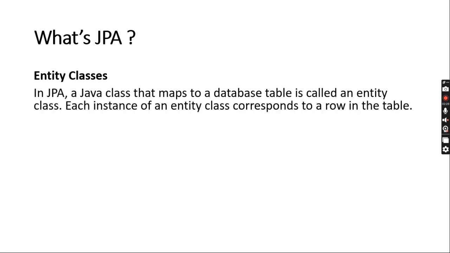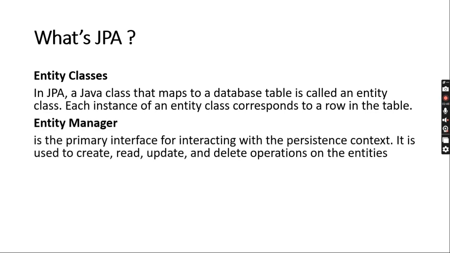And JPA has entity classes. A Java class that maps into a database table is called an entity. As you know, a table can be defined as an entity or relation in a database. So each instance of that entity class corresponds to a row in a table.